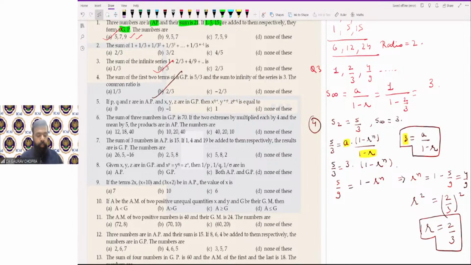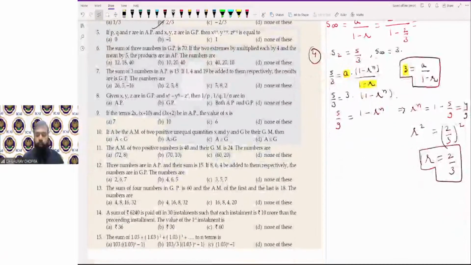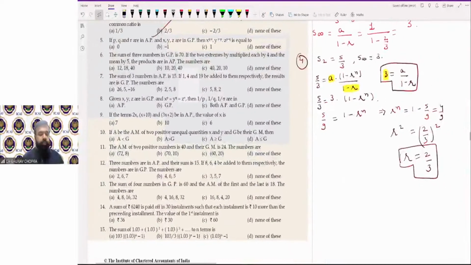Now let's try question number 5 also. PQR are in AP and XYZ are in GP. Then the given series is equal to. तो जब भी ऐसा गिवन हो कि अल्फाबेट्स गिवन हैं और वो एपी एंड जीपी में है, it is always better to assume some numbers. कुछ भी आप नंबर अज्यूम कर सकते हैं, answer will always remain the same.